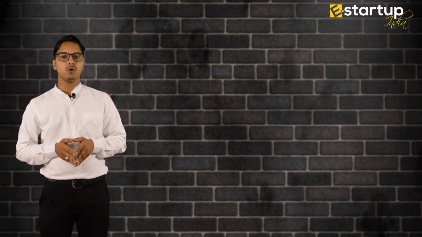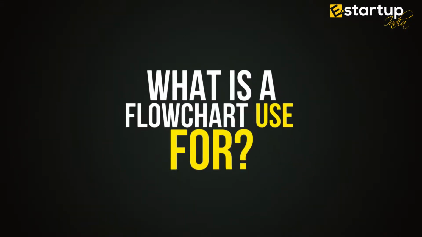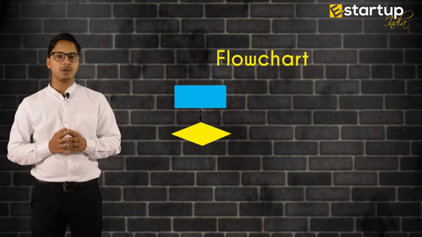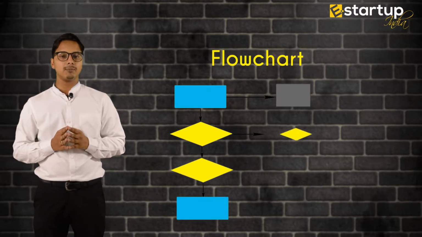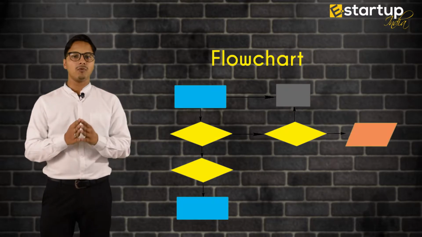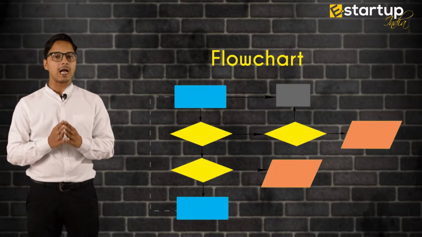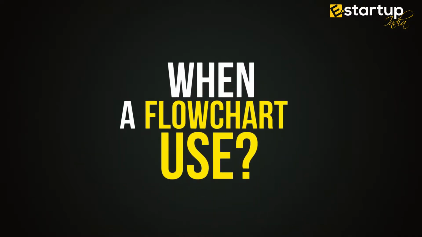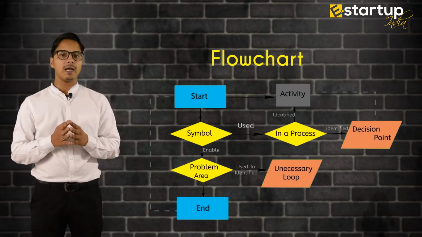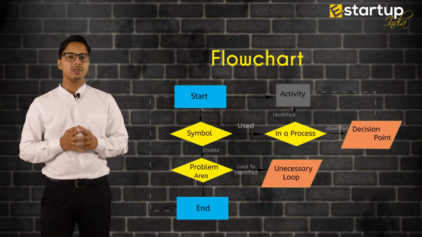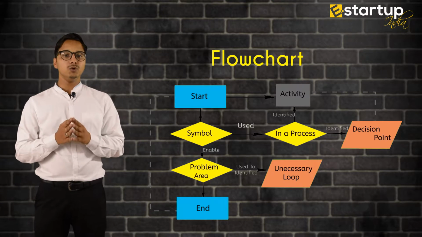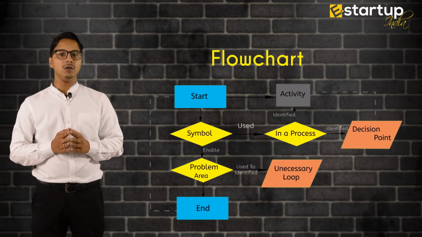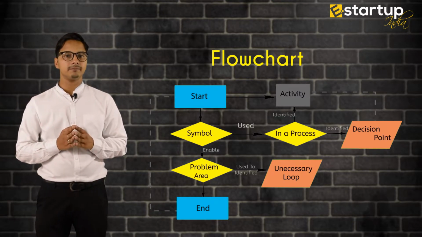The first tool is flowchart. What is a flowchart used for? It is used to describe a process, to see the different activities or tasks involving the process, and to provide a clear picture of what is happening. A flowchart can be used for any processes, enables problem areas to be identified, and is used to identify unnecessary loops of activities.